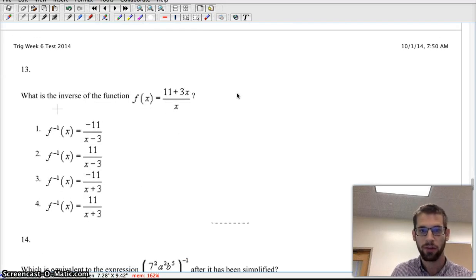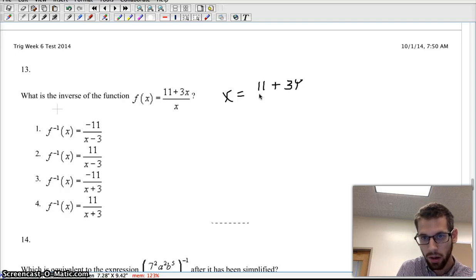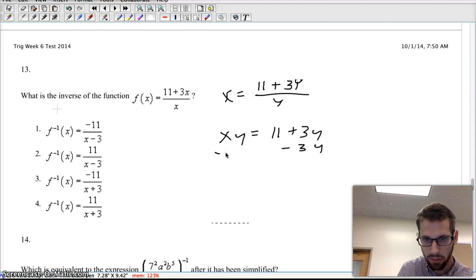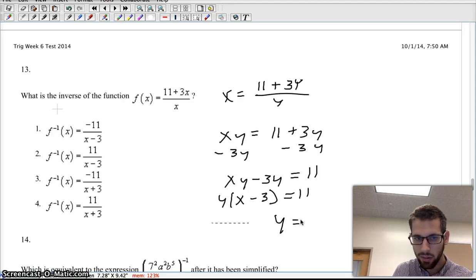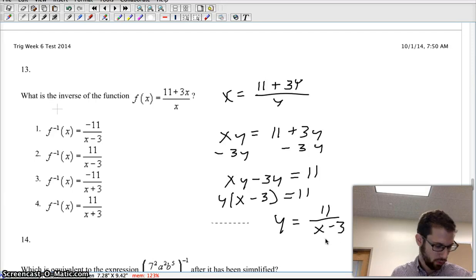Number 13 is asking for my inverse, so I have to switch x and y and solve. So I'm going to say x is equal to (11 plus 3y) over y. Now I've got to multiply both sides by y, so I get xy is equal to 11 plus 3y. I have to get all my y's on the same side, so I'm going to subtract 3y from both sides. xy minus 3y is equal to 11. Now I have to factor out a y, so I'm going to have y times (x minus 3) equals 11. So y equals 11 over x minus 3.